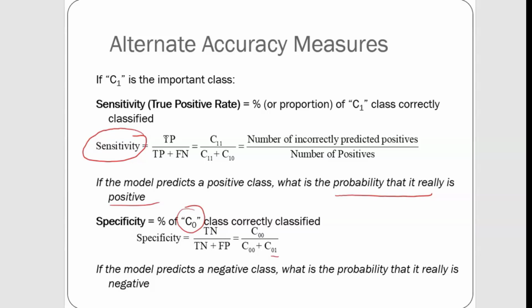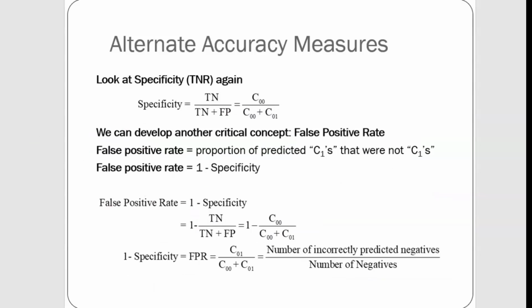Now it is really important that we understand these two measures, so you might even want to pause here and look at the formula and convince yourself and make sure that we understand that sensitivity is essentially the true positive rate and specificity is the percentage of C0 class correctly identified. So in other words, we're answering the question, if the model predicts a negative class, what is the probability that this class is really negative?